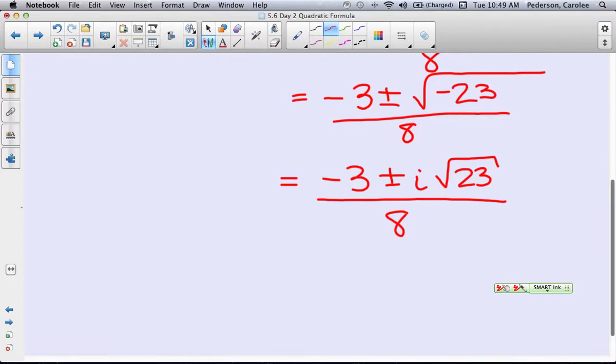I have a negative discriminant. Remember, this is my discriminant. It's a negative, so I have no real solutions. I have no x-intercepts for this parabola. And these are what we call the complex zeros.